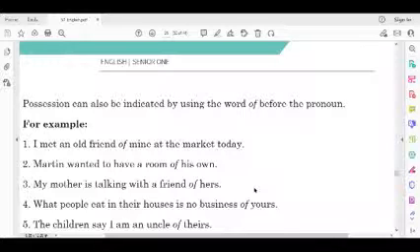Okay, then number 2, we have: Martin wanted to have a room of his own. We are seeing that "his" is actually a possessive pronoun that shows possession or ownership. But we are also seeing a preposition before "his". So you can say that Martin wanted to have a room of his own.